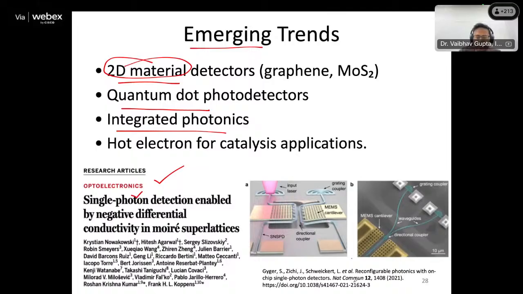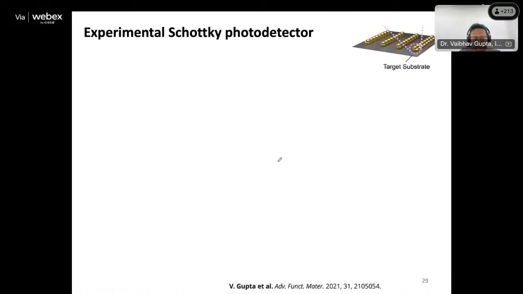The second paper was published in Nature Communications in 2021. On a chip, they have created a superconducting nanowire based single photon detector. So there is a lot of effort being put into creating these kinds of single photon detectors. And I think in some other lectures, you will hear more about single photon detectors as well. But this was the basic idea of what is currently happening in the field in terms of detectors.